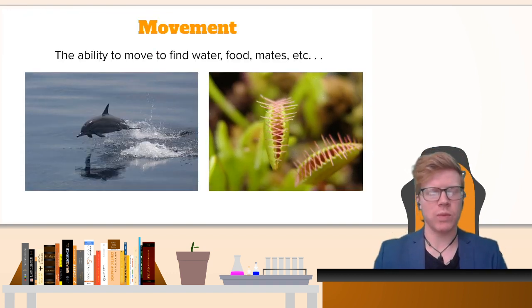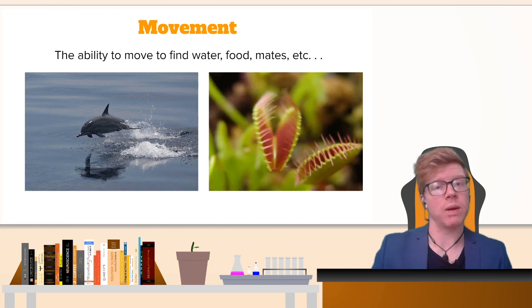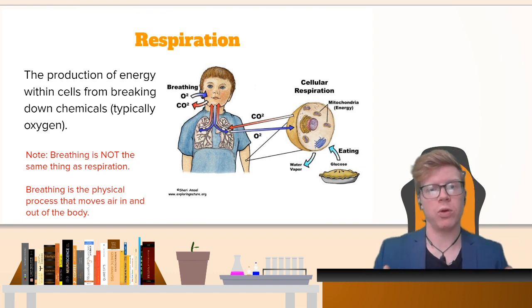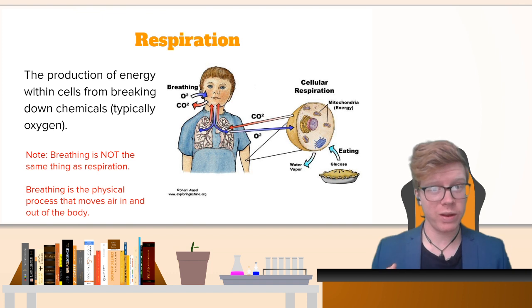So firstly, the way that we define life involves movement, the ability to move. Organisms need to be able to move in order to find water, food, and mates, and to be able to reproduce, etc. We also talk about respiration. Now, remember, respiration is a little bit different. You might not have encountered this word in this context before, but respiration is the production of energy within cells, particularly by breaking down certain chemicals. It is different to breathing. Breathing or the system of respiring is different.